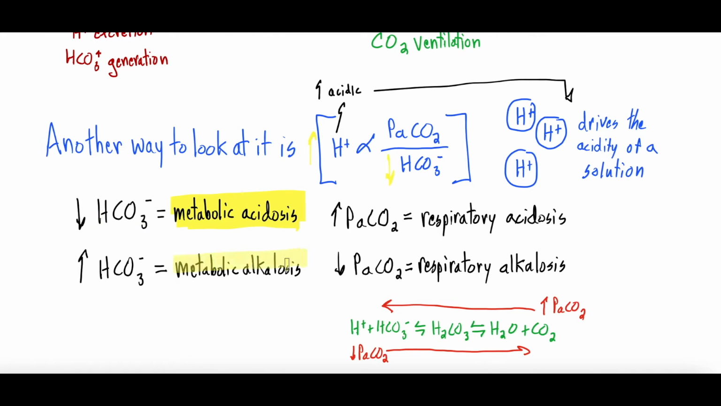The opposite is obviously true here. So if you have a high bicarbonate, so if this denominator here is higher, you're going to have a lower amount of acid, because that's what a proportionality equation means. Denominator higher, H lower, so you're going to have less hydrogen ions, meaning that there's going to be a less acidic solution, meaning it's going to be alkalotic, which is basic, and you're going to have a metabolic alkalosis.